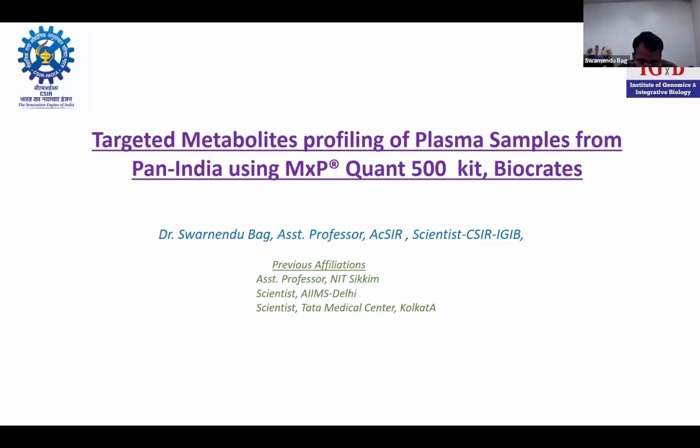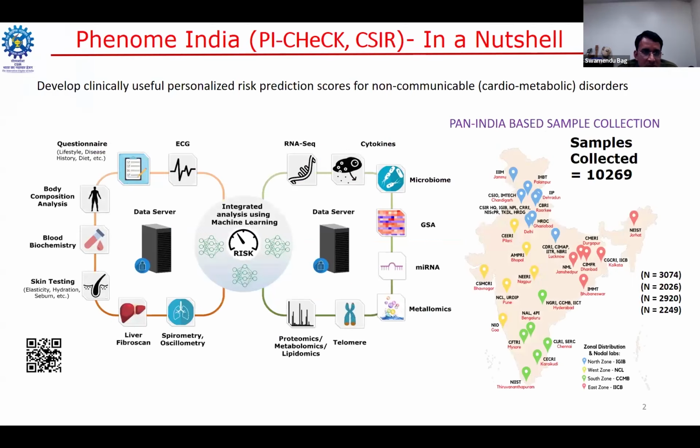So this pioneering study lays the foundations for establishing a pan-India reference range for human plasma metabolites, facilitating future metabolomic research and biomarker discovery, which can be tailored to the Indian populations. So I will discuss a little about the pan-India project, the Phenome India project.